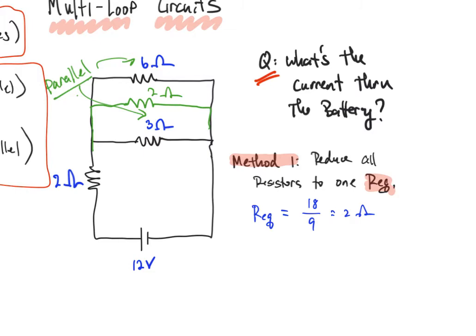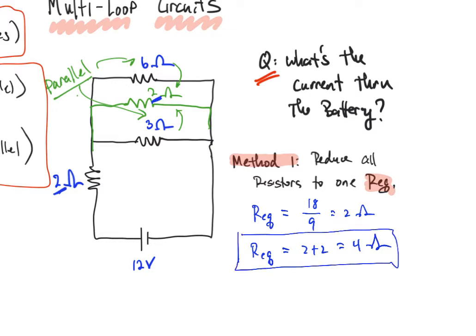The 3 and the 6 can be combined into one equivalent resistor of 2 ohms, which is then in series with the other 2 ohm resistor. So now I've got a 2 ohm equivalent resistance here and the 2 ohm resistance here, and the REQ, the equivalent resistance between those, is just 2 plus 2, which is 4 ohms. So that tells me that the total resistance, R total, for this whole circuit is 4 ohms.